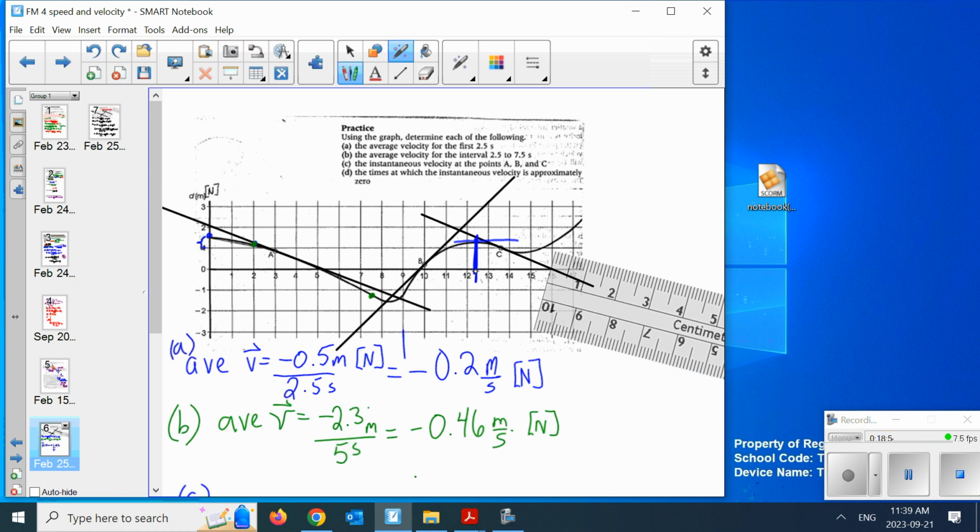But what you're looking for is horizontal tangent. That's on a position time graph. That's where you get zeros. Okay? Are we cool with that? Okay then.